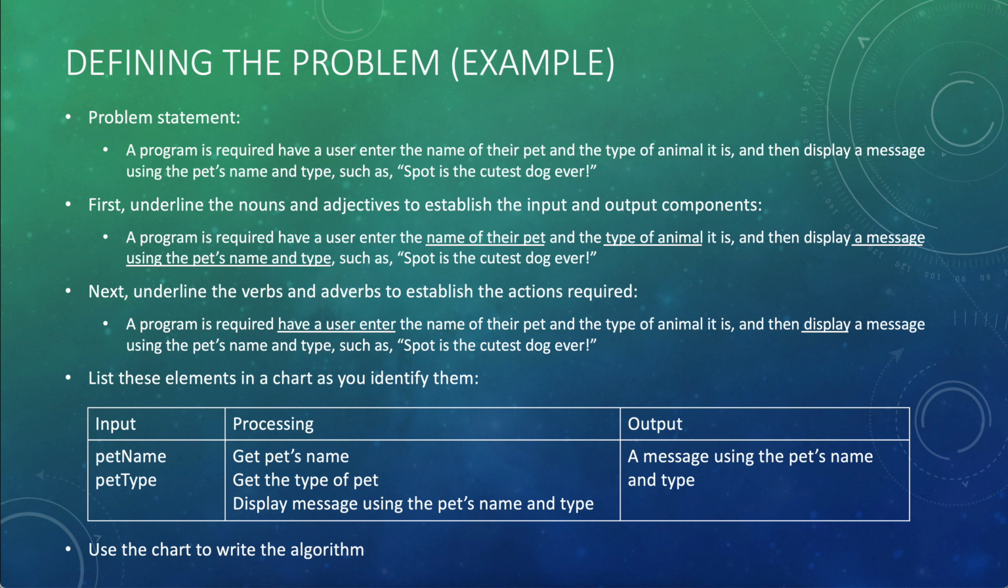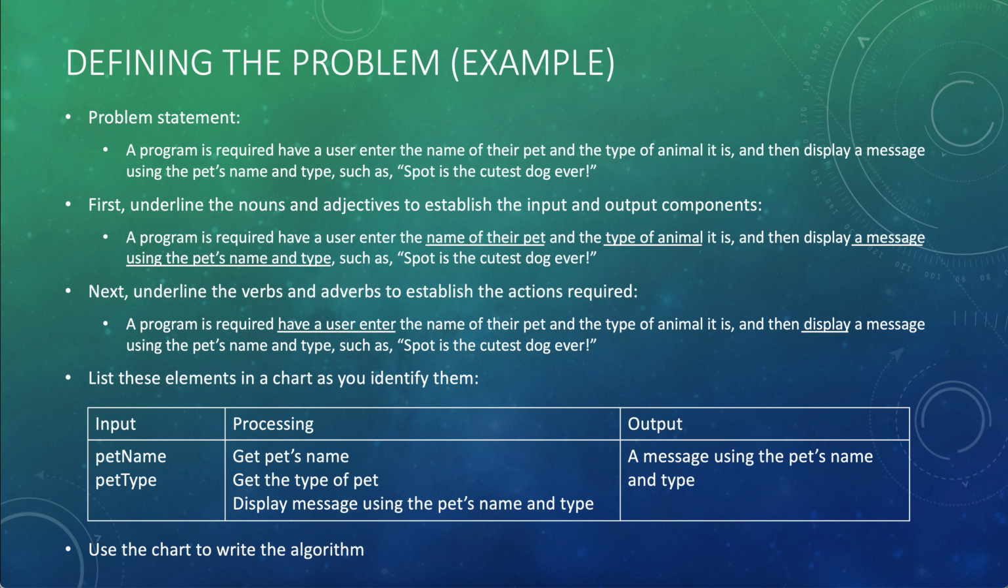So first we want to underline the nouns and adjectives. So we have the name of their pet, the type of animal. Those are the 2 things we want the user to put in. Those 2 things are our input. And then a message using the pet's name and type will be our output.